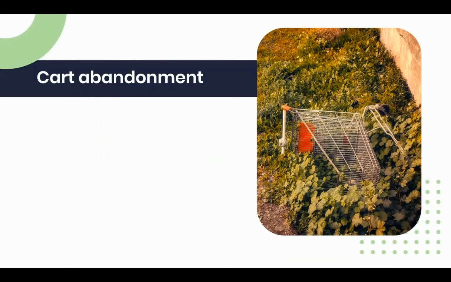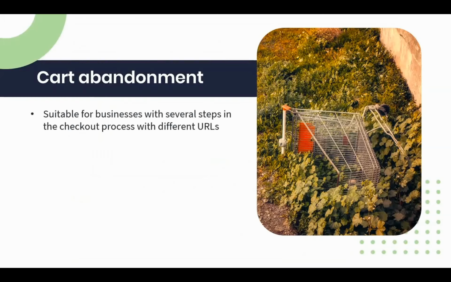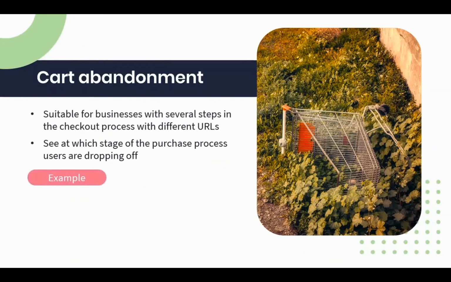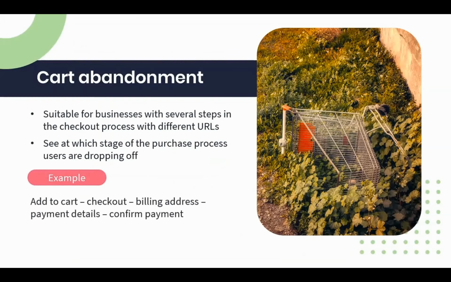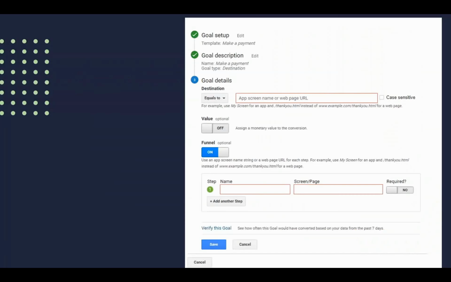Now this is only really suitable for businesses with several steps in the checkout process with different URLs. And then you can see at which stage of the purchase process users are actually dropping off. For example, the purchase journey might look something like add to cart, checkout, billing address, payment details, and then confirming payment. Now, how you would track this is something called a funnel goal.